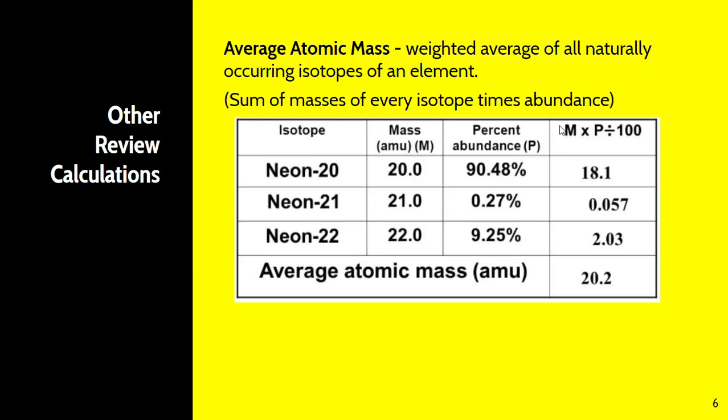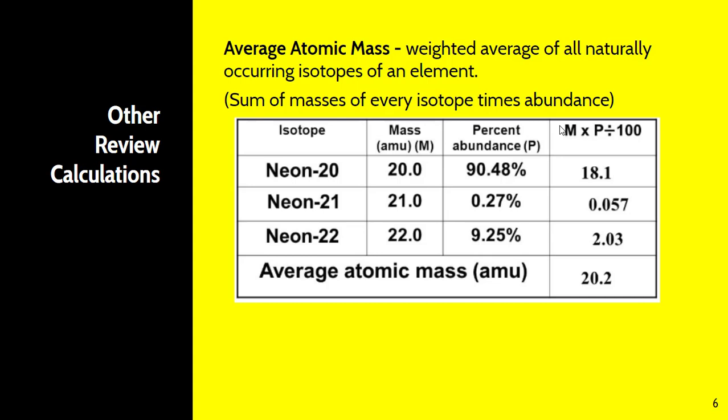The percent abundance, though, most of the mass is in neon 20. 90.48% of neon atoms are neon 20. 0.27% is 21, and 9.25% is 22. So we multiply each individual mass by the percent abundance, and then what we do is we take all 3 of those numbers and add it together. Thus, the average atomic mass is 20.2.